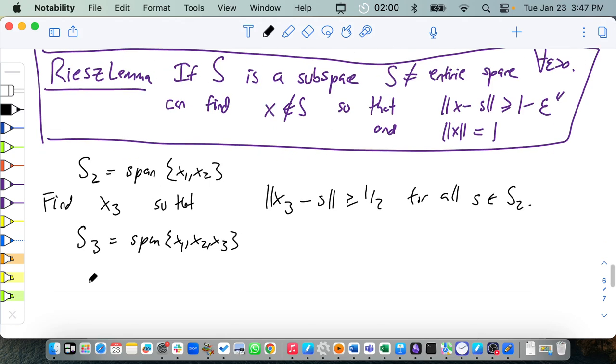So x4, such that the norm of x4 minus s is at least 1/2. Oh, these are all unit points, right? They're all norm 1. Okay. And you can just do this forever and ever.